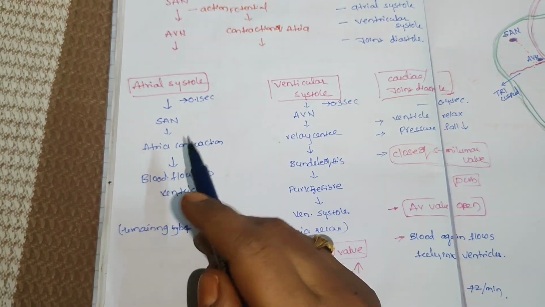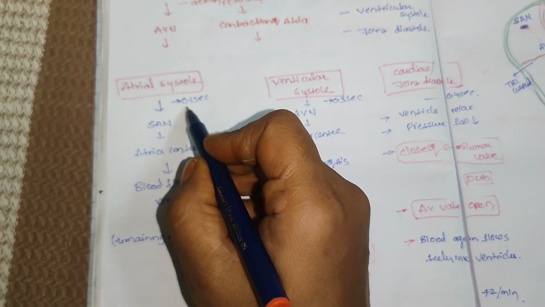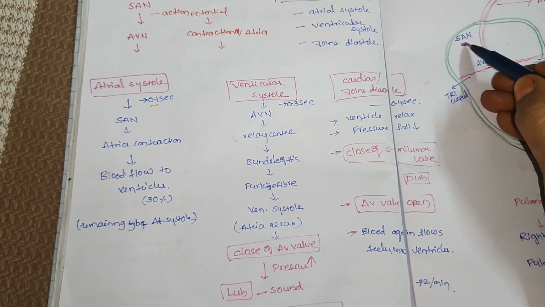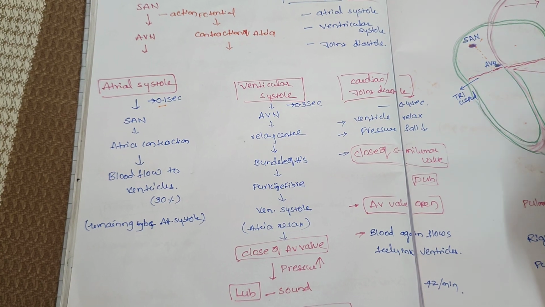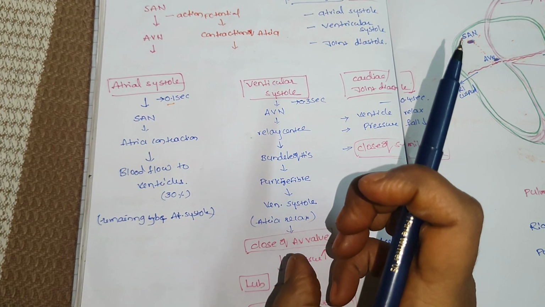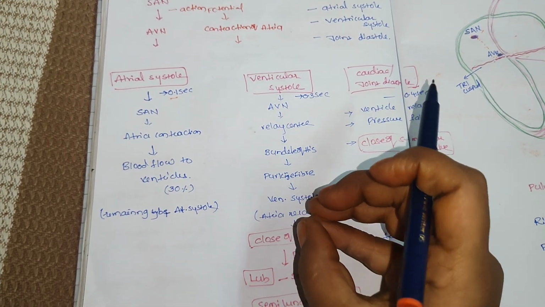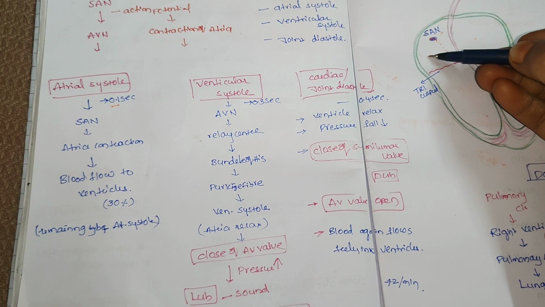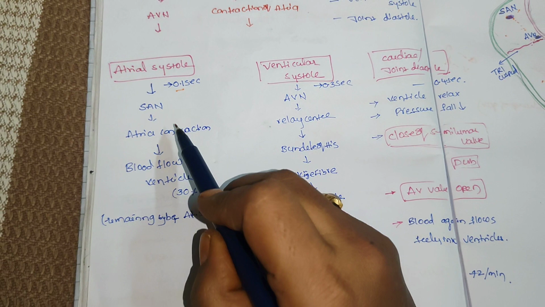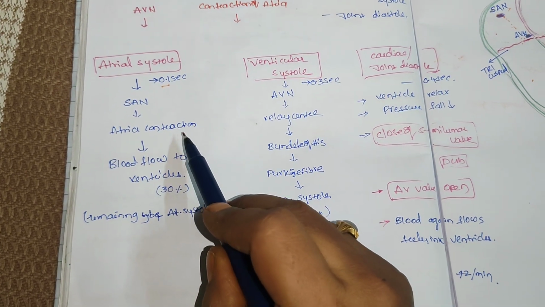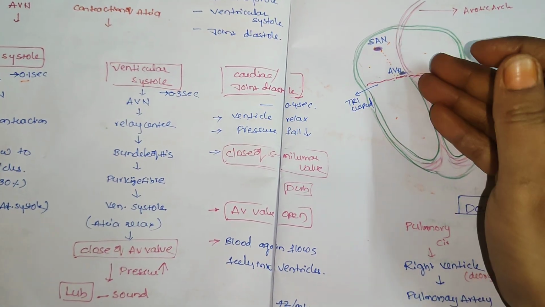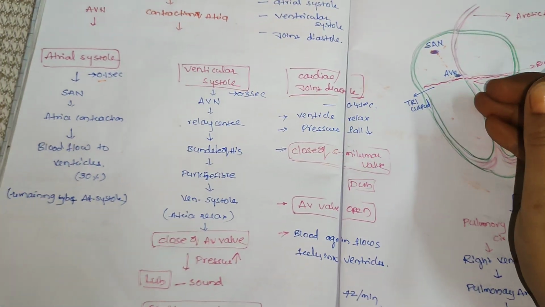Systole means contraction. Atrial systole takes 0.1 second. Here first the impulses start from the SAN. Already I told you SAN is also called the pacemaker. From here the electrical impulses start. The contractions start, and the blood flows from the right atrium to the right ventricle. The SAN starts impulses, then the atria contract and blood enters the ventricles. It is just about 30%, the remaining 70% flows before the systolic pressure.